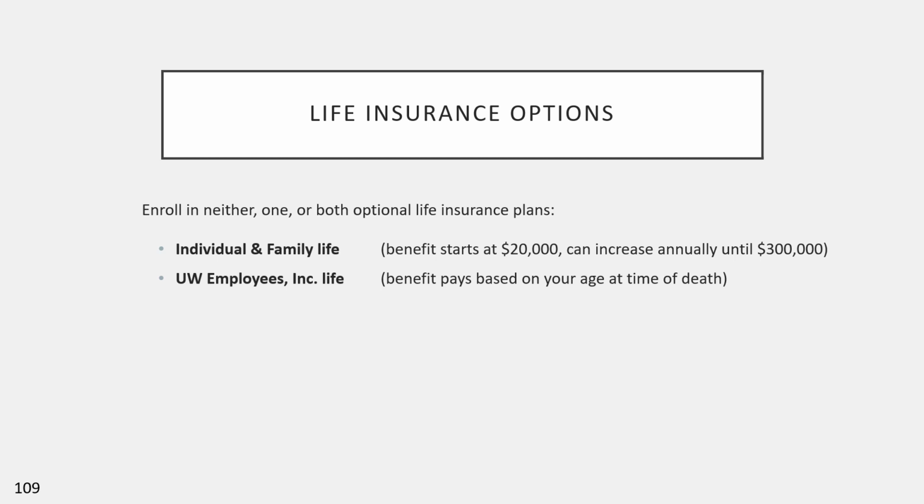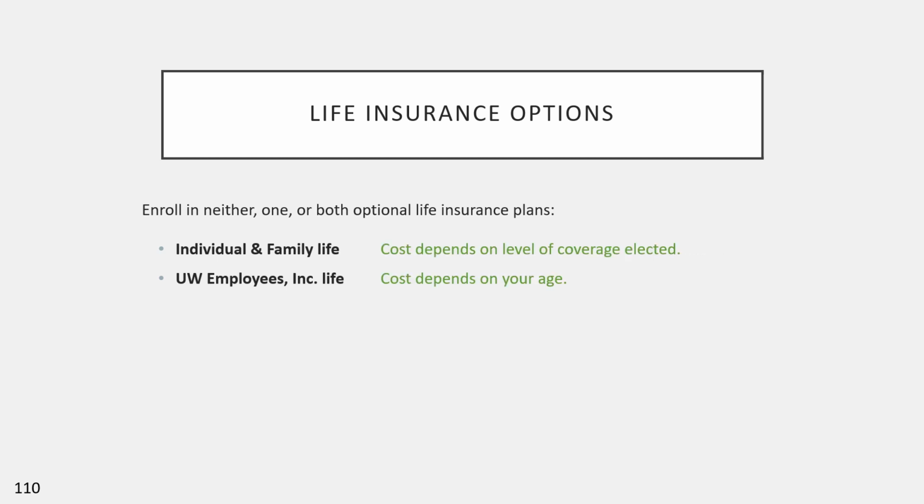There are 2 optional life insurance plans available to you. One is called the Individual and Family Life Plan, and its benefit can be as much as $20,000 as a new hire. You could increase its value upon your life annually until potentially you have as much as $300,000 on your own life. Or there's the UW Employees Inc. life insurance policy, which, if elected, has a certain benefit that would pay out based on your age at the time of your death.